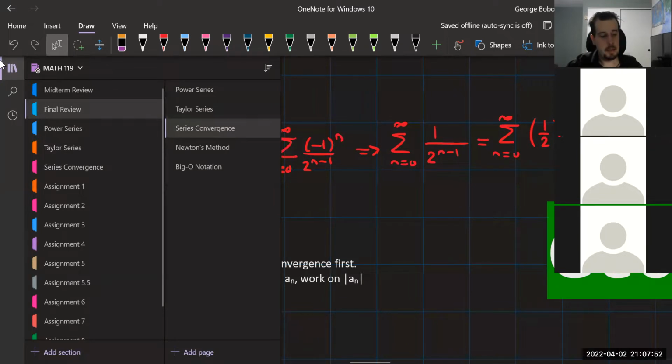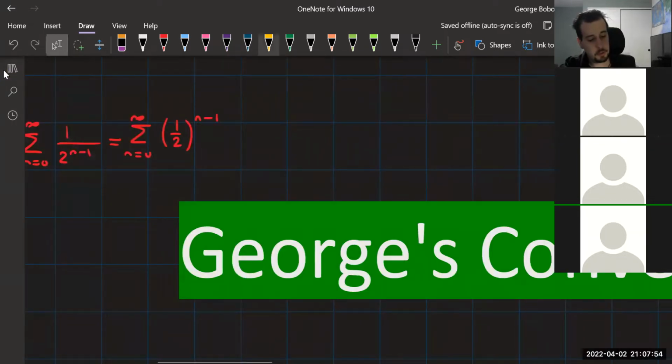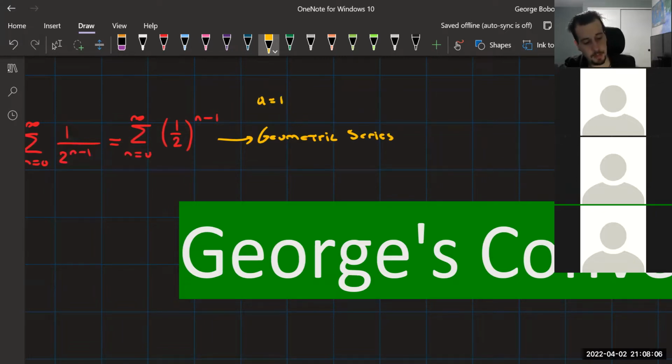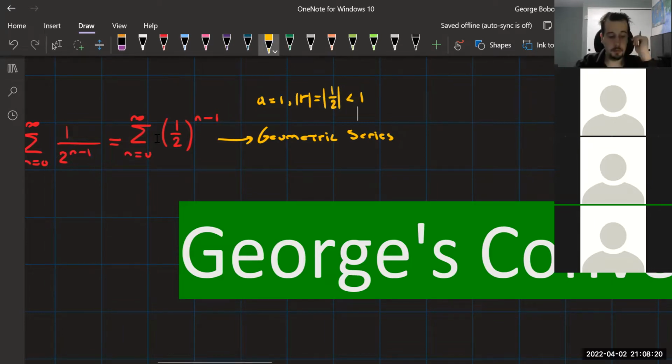Okay, so this is a geometric series. And what values does it have for R and A? Well, A here is just 1. R is 1/2, and it is less than 1. And I can take the absolute value of it. It doesn't really matter, but it is less than 1, that R value that we have here.